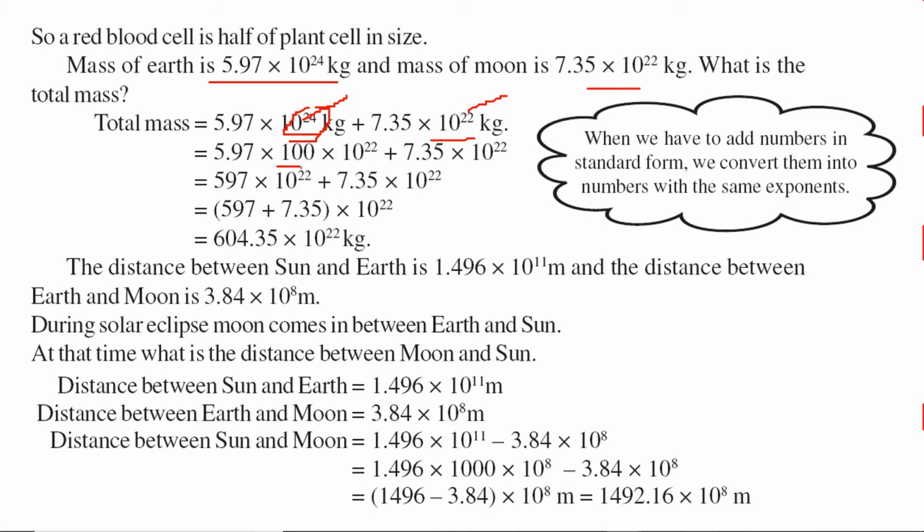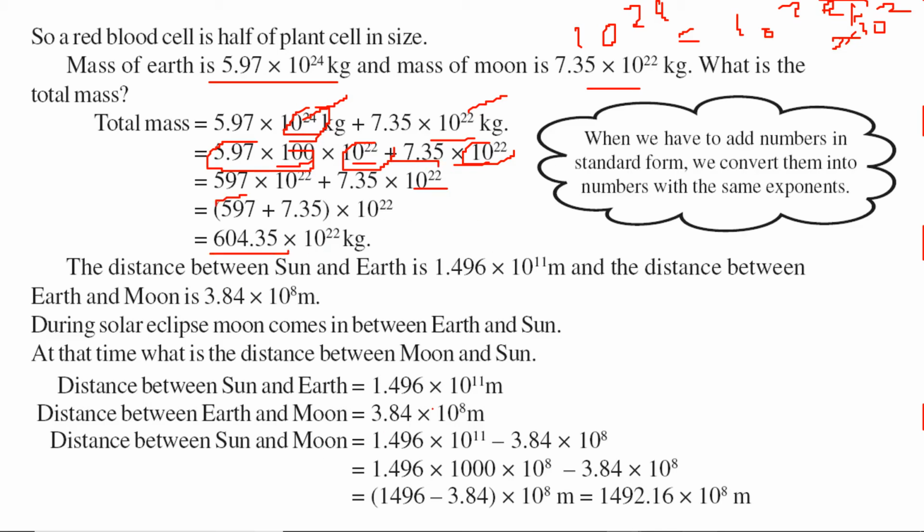You just have to write it as 10 to the power 24 is 10 to the power 22 into 10 to the power 2. So 22 plus 2 will give you 24. So what you get? Here 10 to the power 22. Now you got 10 to the power 22 on both the sides. So you can take this power outside like this, and now you can add these two. 5.97 into 100 is of course 597. So you can add 597 with 7.35, which will give you this one.